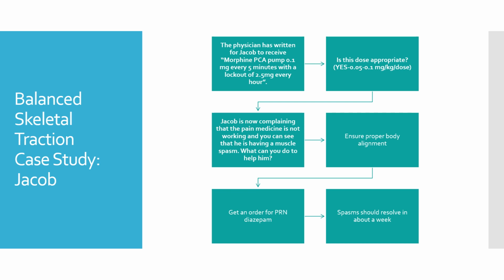Now Jacob is complaining that the pain medicine is not working, and you can see that he is having a muscle spasm. What can you do for him about that? So again, ensure proper body alignment. We can get an order for some diazepam or a skeletal muscle relaxant, and spasms should resolve within about a week. So hopefully those will go away and he won't continue to suffer from those.